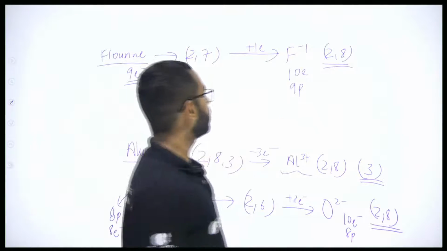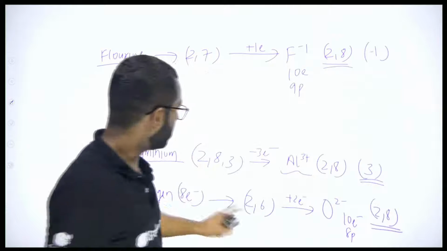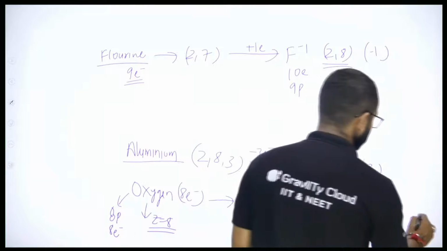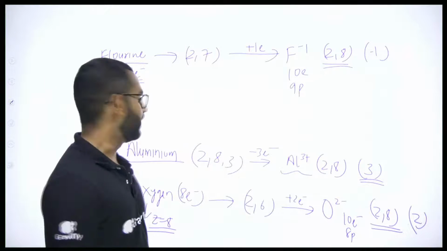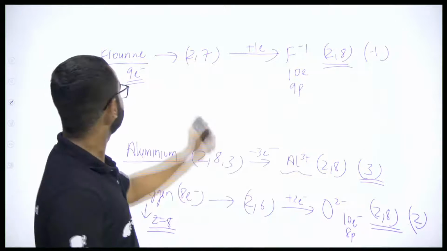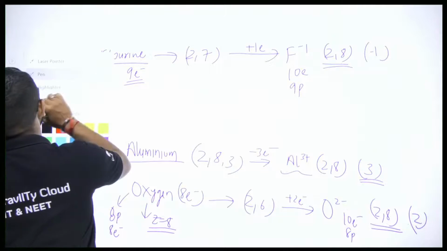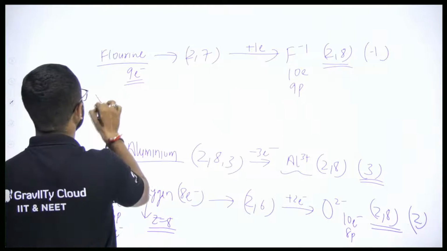So what is the valency of fluorine? 1. What is the valency of oxygen here? Oxygen gained 2 electrons to become like neon, so valency 2. Right? So valency of oxygen is 2. Valency of aluminium is 3. Valency of fluorine is 1. Right? Now, let's talk about carbon.